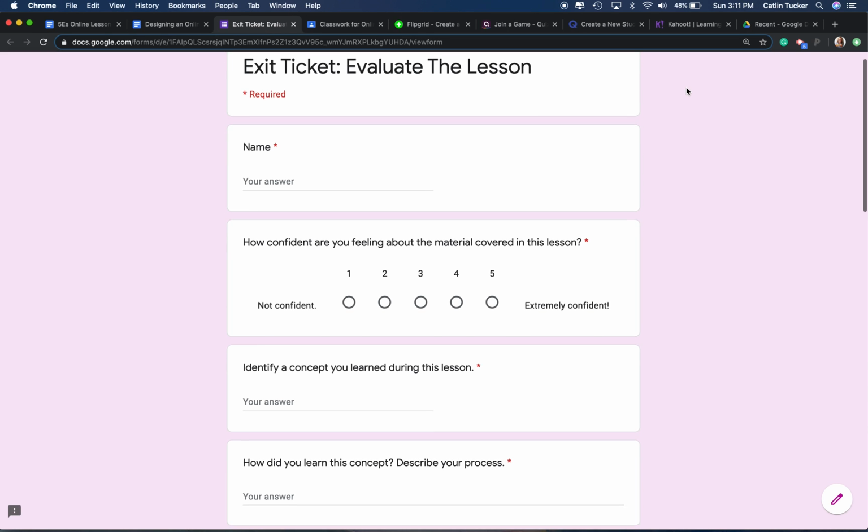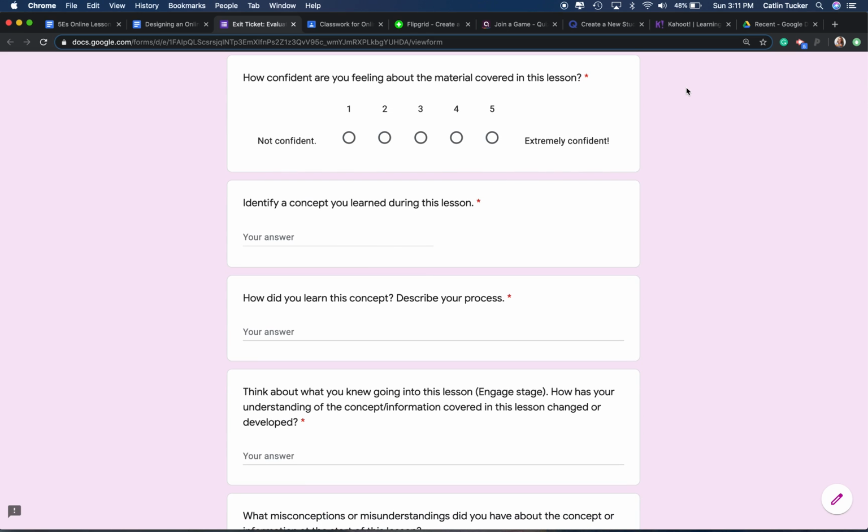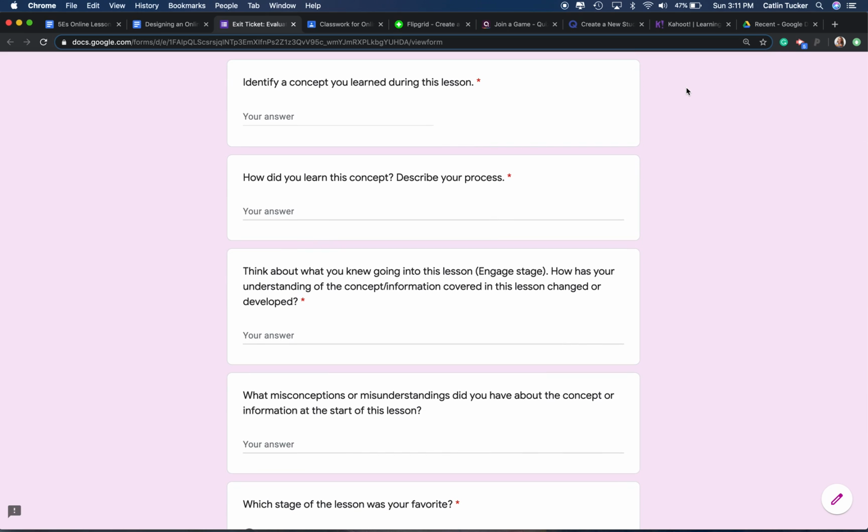So this exit ticket asks students to begin by just telling me, how confident do you feel about the material that you covered in this lesson? Not confident, extremely confident, where do you fall on that spectrum? I ask them to identify a concept that they learned in this lesson and then explain to me, how did you learn it? Describe your process. And this is very metacognitive. They have to slow down and think about, okay, how did I learn that? What was really useful in this lesson for me in terms of understanding this particular concept?